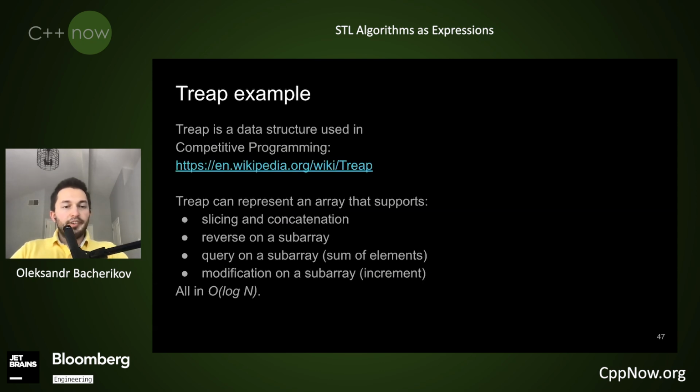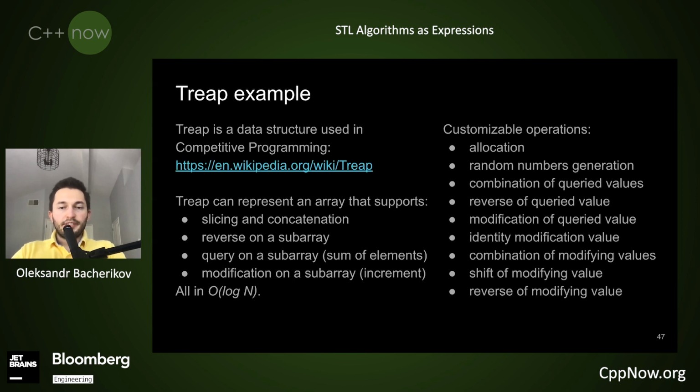And now let's look at a more interesting example of a data structure called treap, which is used in competitive programming. Just to give you an idea, this data structure can represent an array, and it supports arbitrary slicing and concatenation. It can reverse a subarray, it can query a subarray with a predefined query, for example, to compute the sum of elements there. And it supports predefined modification of a subarray, for example, increment of a value. And all of these operations are in logarithmic time.